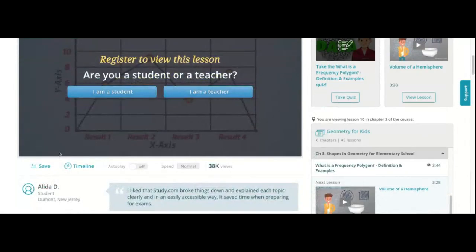Okay, that's certainly enough of that. Okay. So is anybody not clear about a frequency polygon? And as I said, it's not used very often.